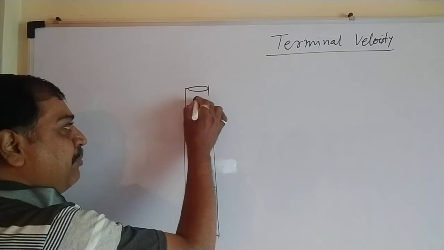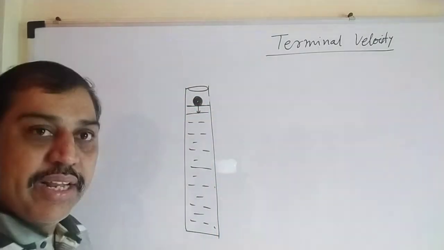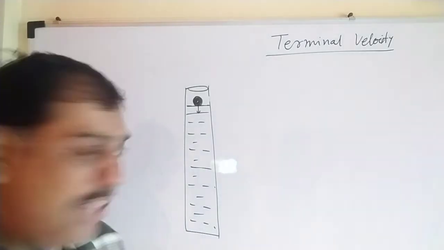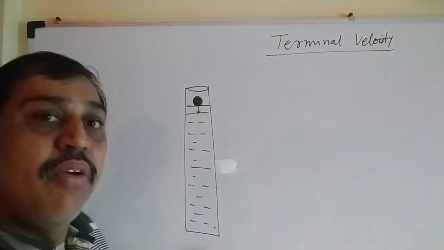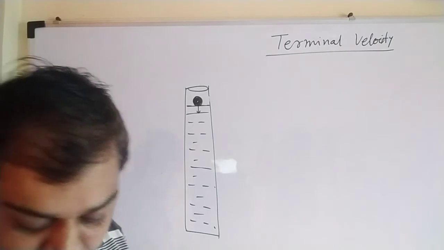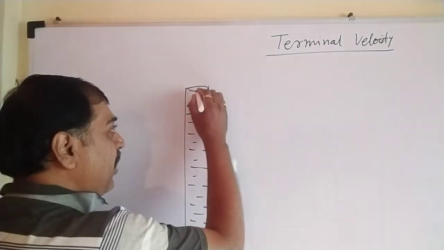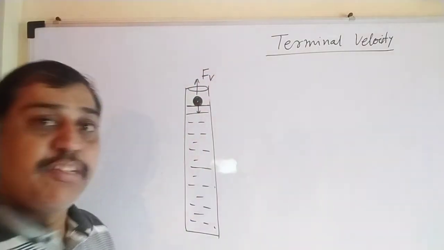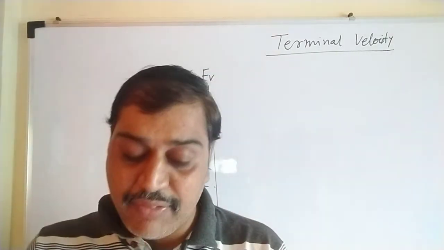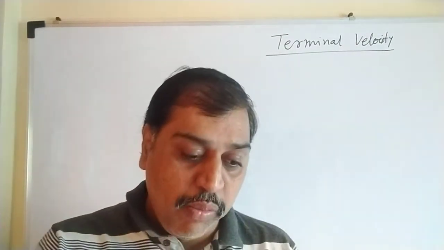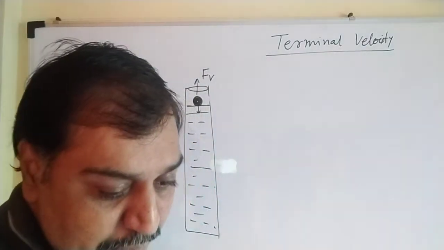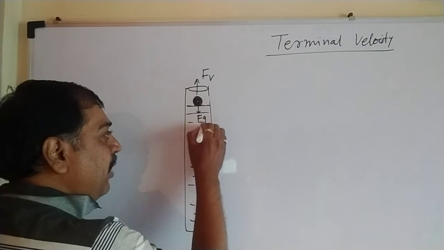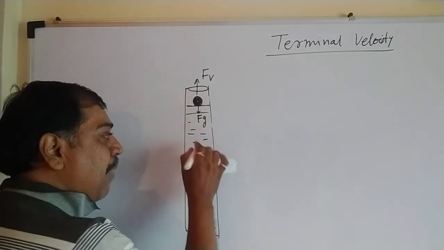When this sphere goes downward in the liquid, it experiences some forces. What are the forces experienced by this sphere when it moves in the viscous fluid? The first force is a viscous force, which acts in the upward direction. The second force is the force due to gravity, Fg, acting in the downward direction due to the gravity of Earth.